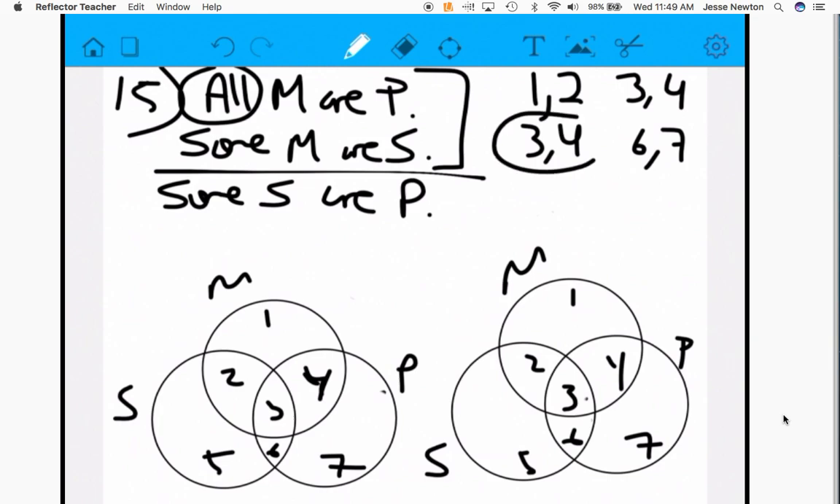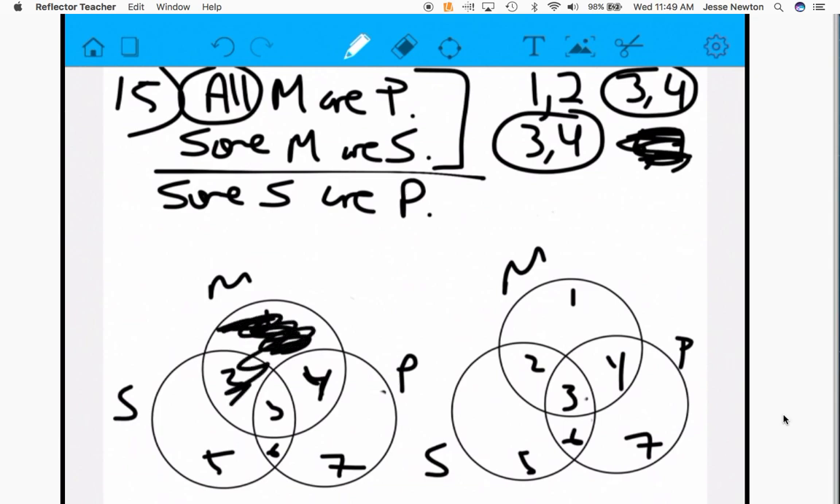We circle the regions of overlap. We scribble that out. All are in 3 and 4. Well, if they're all in 3 and 4, that means they're not where? Nothing in 1 and nothing in 2. So we shade those in.